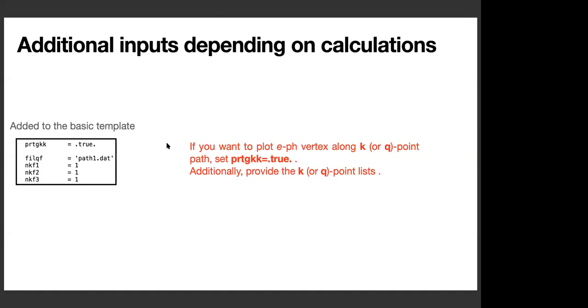And for example, if we want to plot the electron-phonon vertex along some k or q point path, in this case, you just add this PITGKK flag to the previous basic template. For example, you need to set PITGKK to true, and also you need to specify the k or q point data.